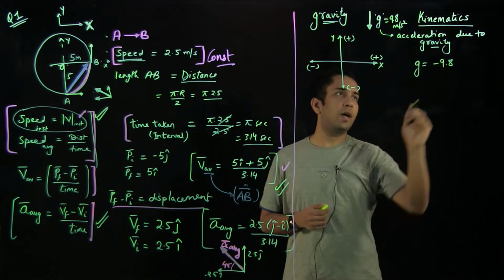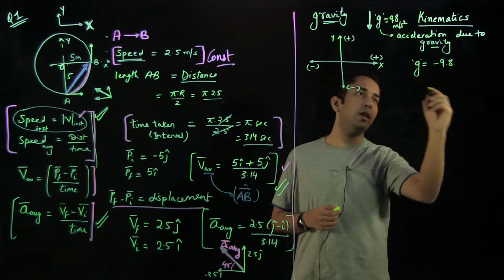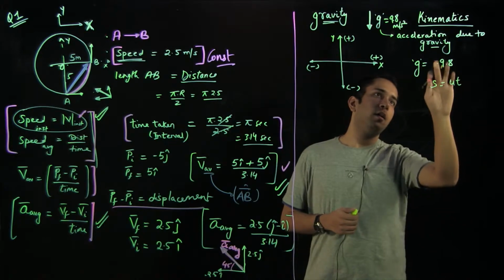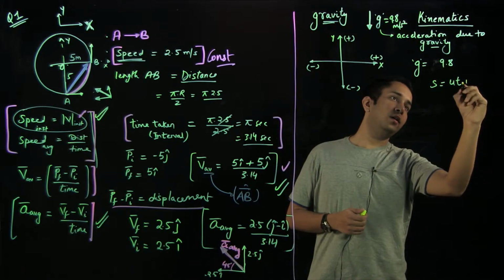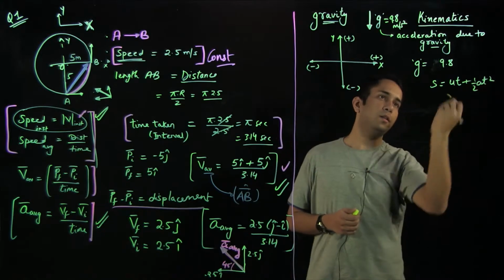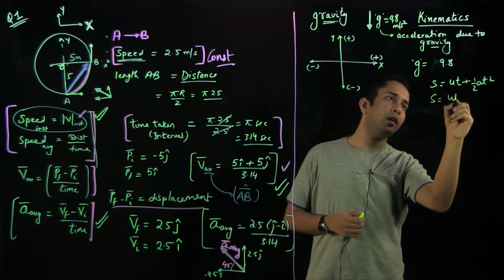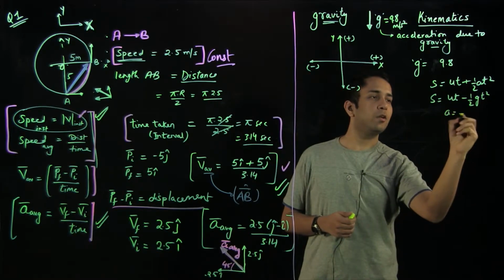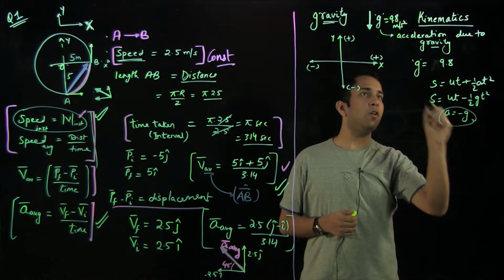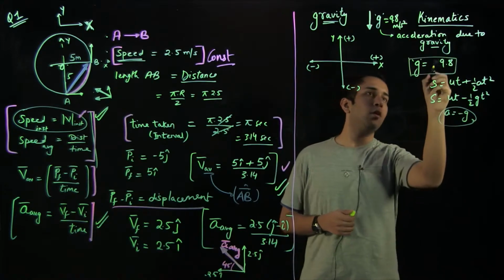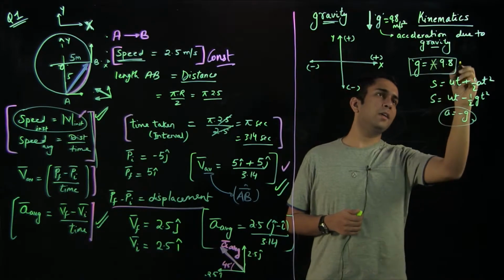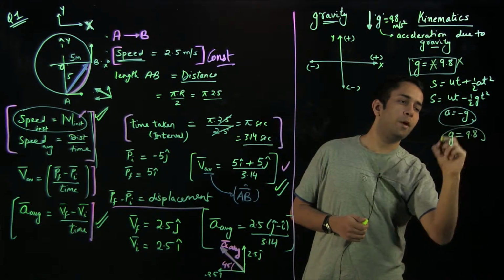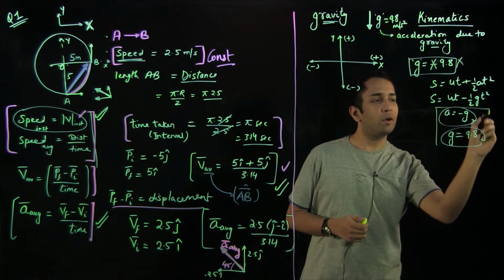So there are two ways: either you include g directly in your formula. If you are using ut plus half at square, just to give an example of a formula, I would consider it minus half gt square, because I have put acceleration equal to minus g, and the value of g is 9.8. So it will be wrong to consider minus here. So directly use g equal to 9.8, but while putting the acceleration, put a equal to minus g.